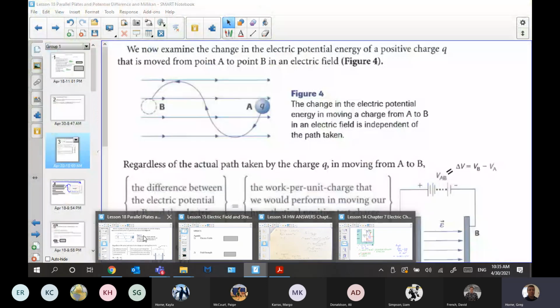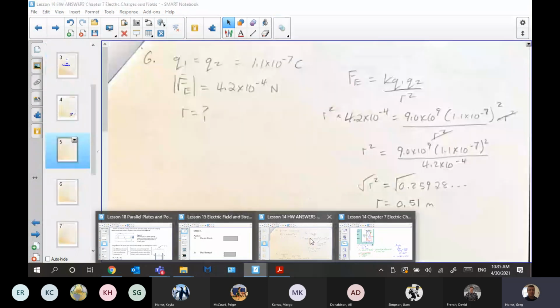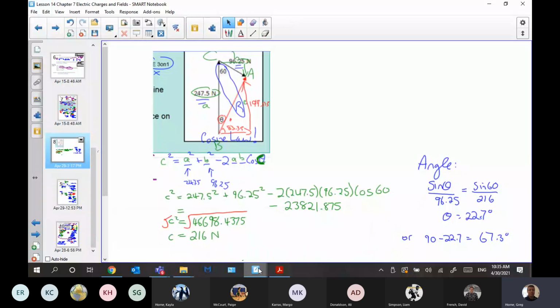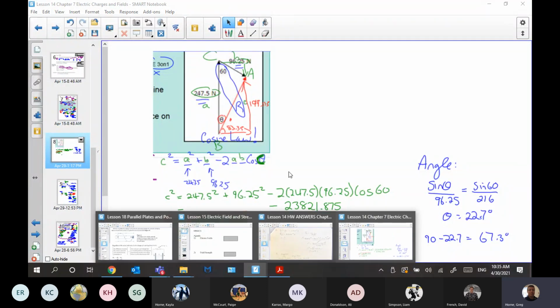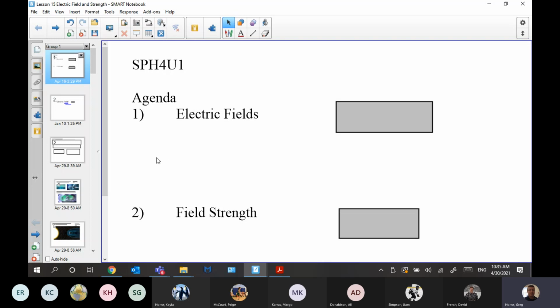Something's going on with my computer, but hopefully it's fine. Yeah. So that is that. Two things I want to say maybe before I get started on electric fields and field strength and so on.